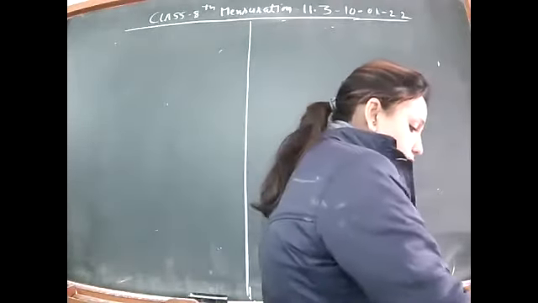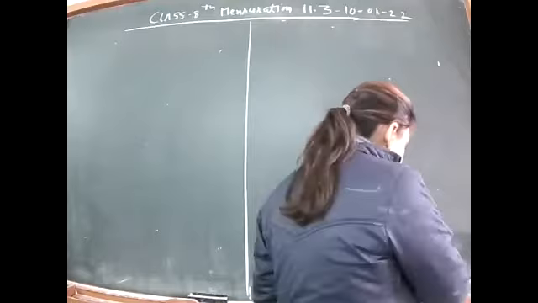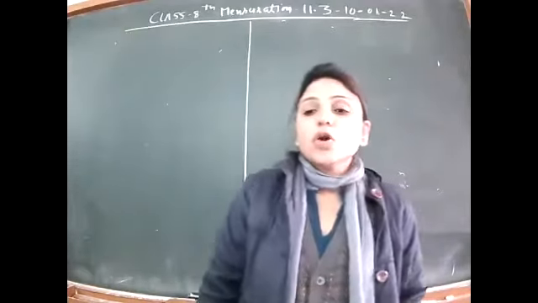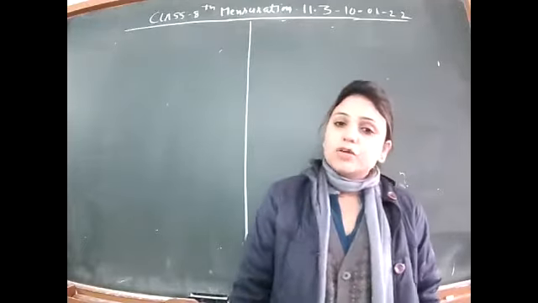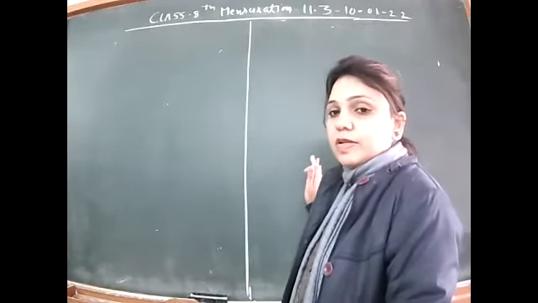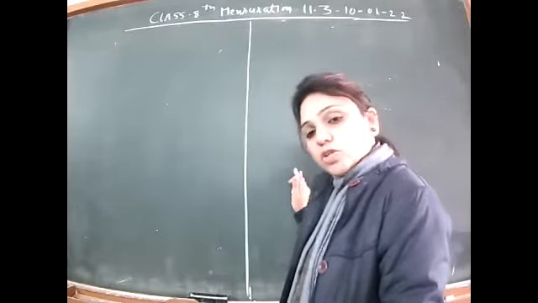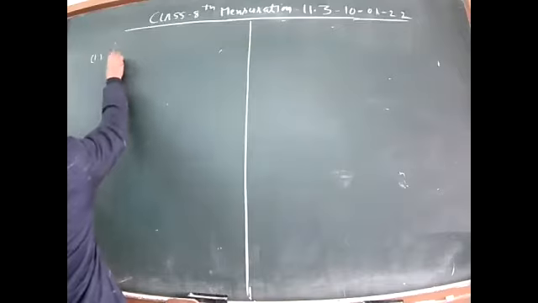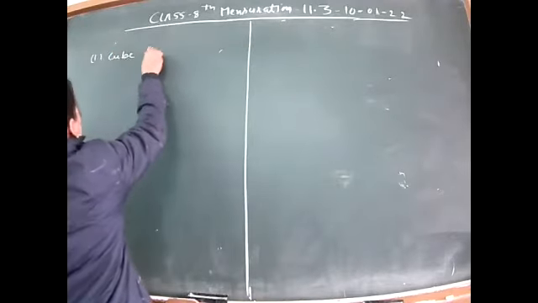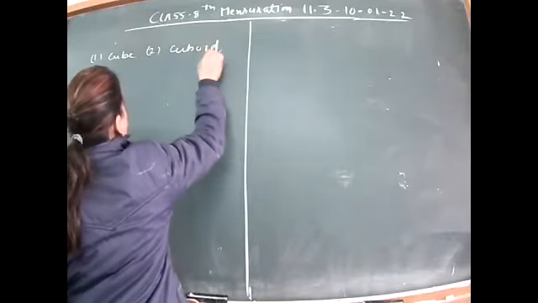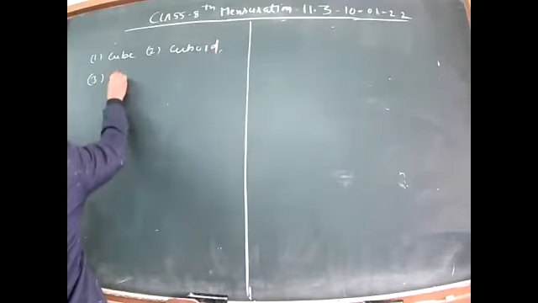So before starting 11.3, let us see some formulas and some concepts that we are going to use to solve a certain type of questions, right? So first of all, in exercise 11.3 and 11.4, we will discuss three geometrical 3D figures. One is cube, another is cuboid, and the third one is cylinder.